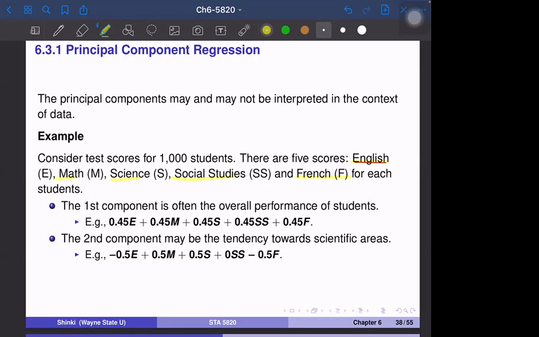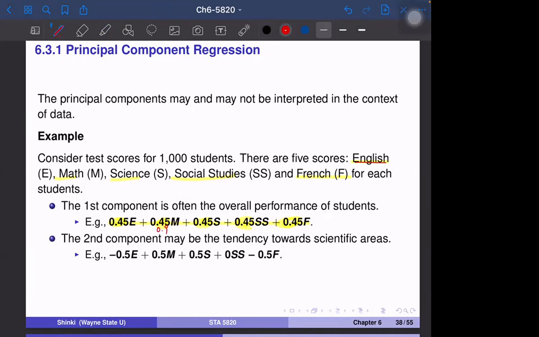Suppose that the first component is 0.45 times E plus 0.45 times M plus, and so on. All coefficients are similar, actually the same, 0.45. Then the first component means the overall performance of the student. Sometimes we have slightly different values, but they are all positive, so it is just the overall performance. If the coefficient for the math test score is 0.9, maybe the math score is more important to represent the overall quality of students.